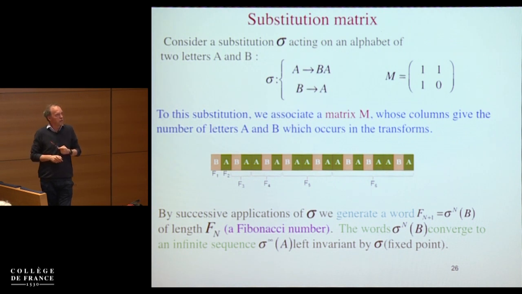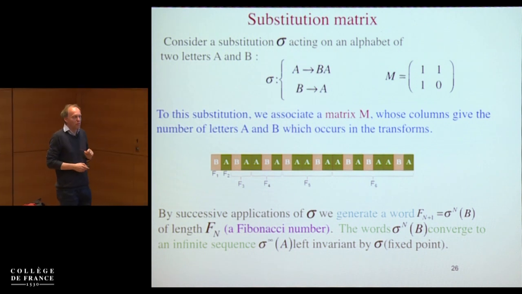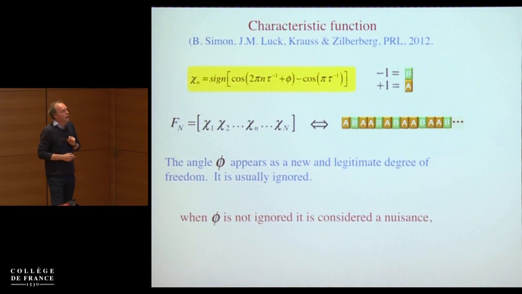And now by successive application of this transformation sigma, we generate a word of length a Fibonacci number. Again, this is constrained. We cannot generate a system of arbitrary lengths. And the words sigma to the power n of B converge to an infinite sequence, which is called sigma infinity of A or B. And this sequence is left invariant by sigma, which means it is a fixed point. Okay, simple. So this is a very important way to do this. We will go back to this in a moment.